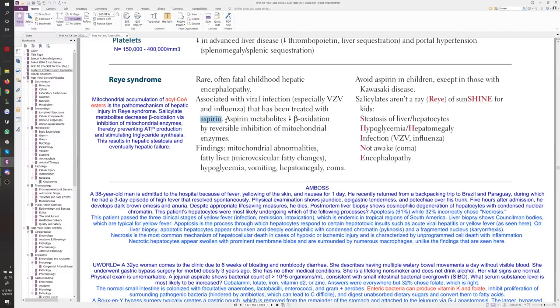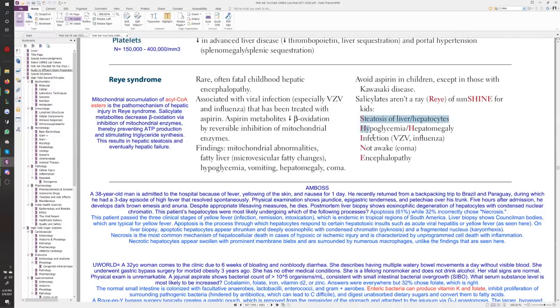So then what do you find? Well, aspirin metabolites actually reduce beta oxidation by reversibly inhibiting mitochondrial enzymes. So basically, you poisoned their mitochondria. That's their powerhouse. So then you're going to have mitochondrial abnormalities, fatty liver, hypoglycemia, vomiting, hepatomegaly, and possibly coma. Avoid aspirin in children except in those with Kawasaki disease, right?